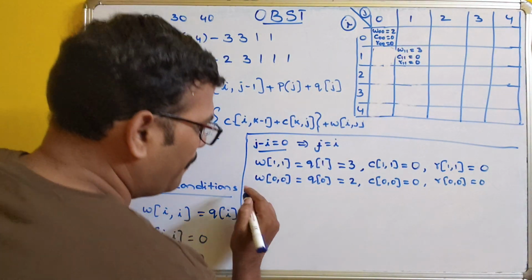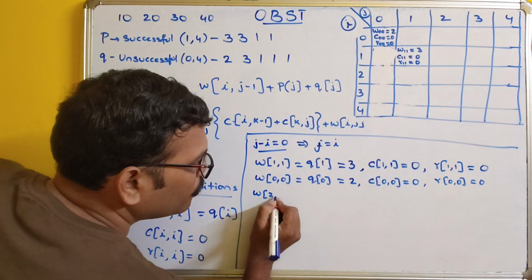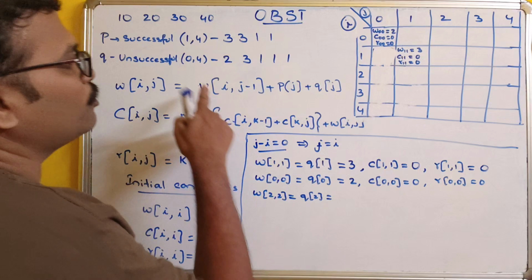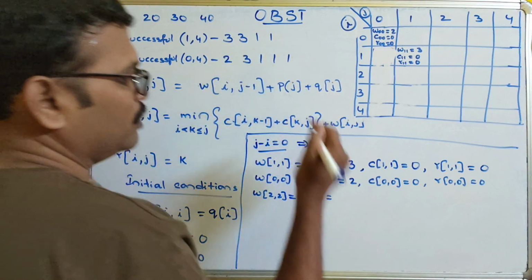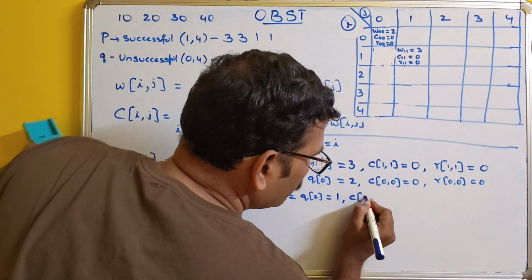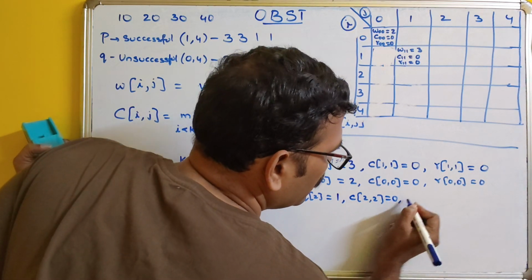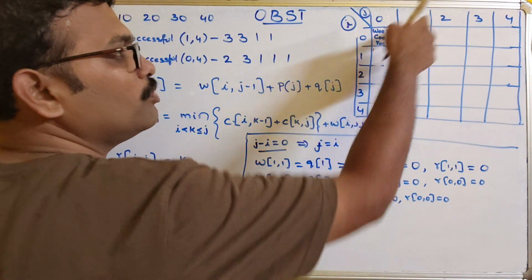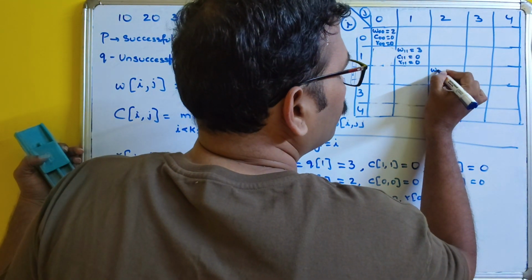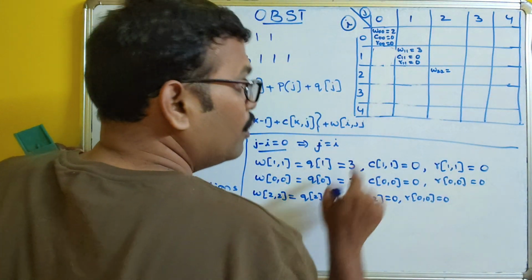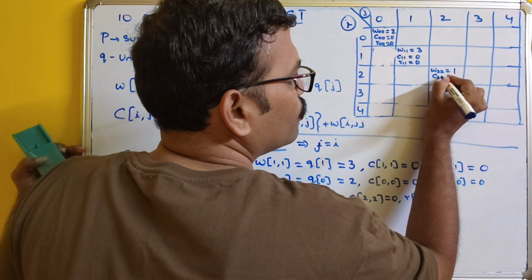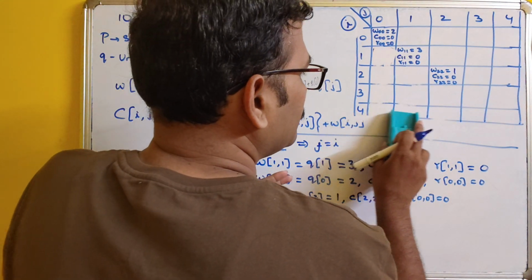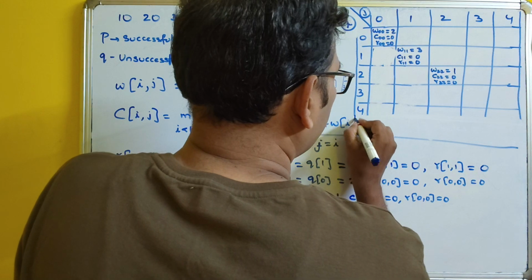Right? Now 2 comma 2, then also it will be 0. So Q of 2. What's the value? Q of 2 is, this is 0 1 2, it's a 1. And C of 2 comma 2 is 0, and R of 2 comma 2 is again 0. So W of 2 2 is equal to 1, C of 2 2 is equal to 0, R of 2 2 is equal to 0. Okay, we'll extend this one.